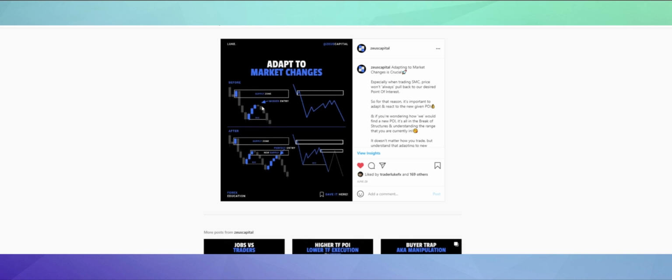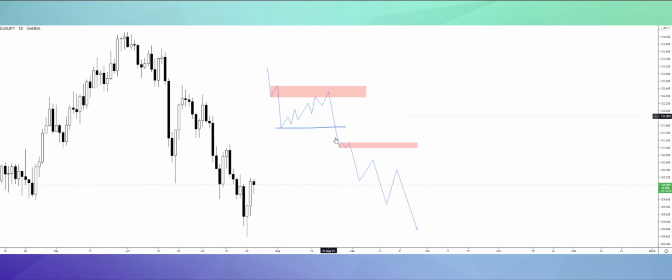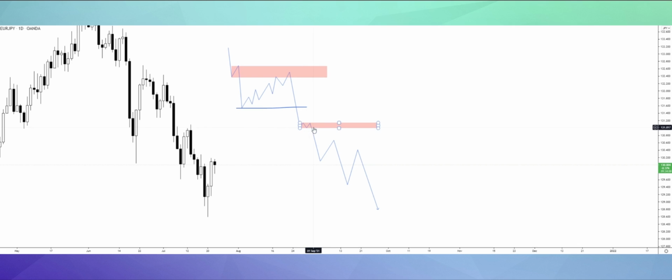Okay, so we'd be looking for an entry off the new range. As you can see here, price tapped into this point of interest nicely. Respected supply zone, demand zone failed, bearish structure, right? We got a new point of interest here, but price failed to pull back. We just went below it.